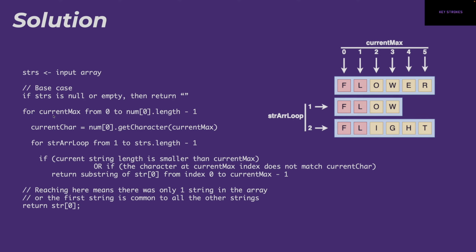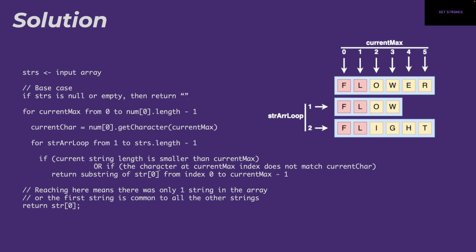Otherwise, we start a loop from 0 until the length of the first string. We can really choose any string in the array, but it's safe to choose the first string because we've already checked that the array is not empty. That means it has at least one element. In the next step, we assign a new variable called current character, which is the character at the current max position for the first string. That is, we are going character by character for the first string in this loop. And then we start a second loop where we iterate through all the other strings in the array, starting from the first index until the end of the strings array.